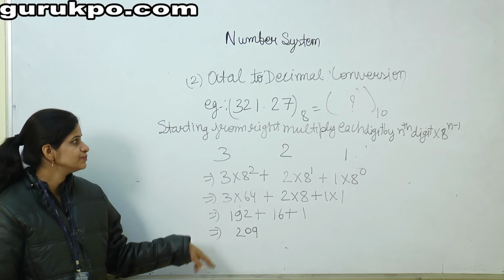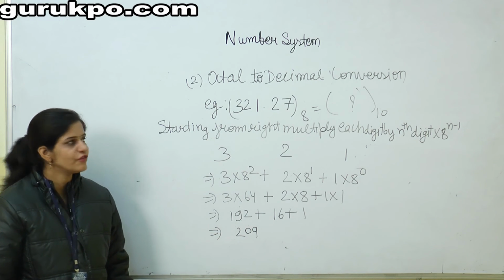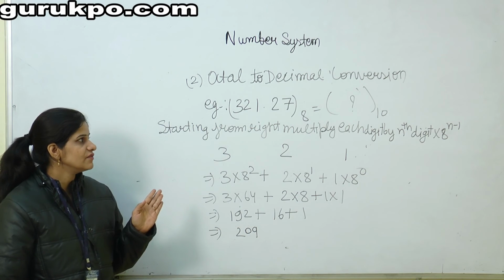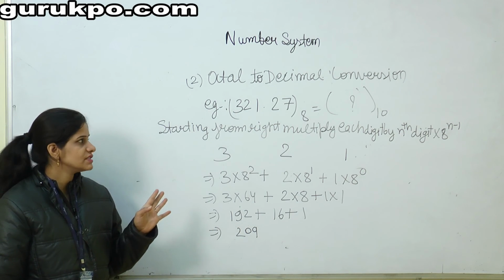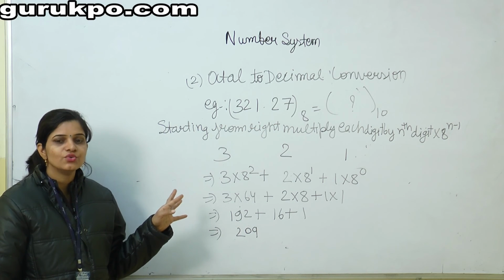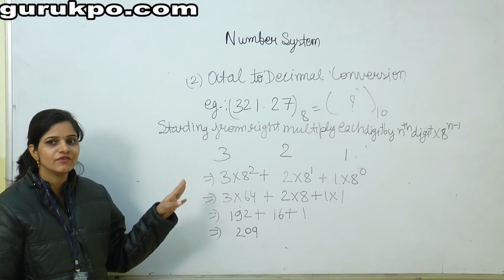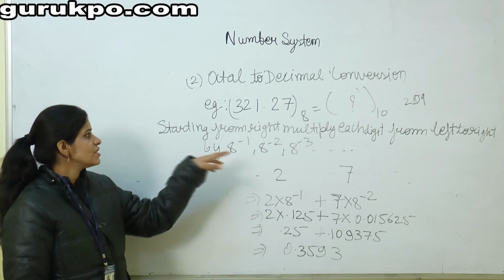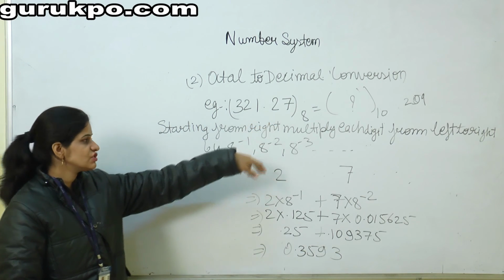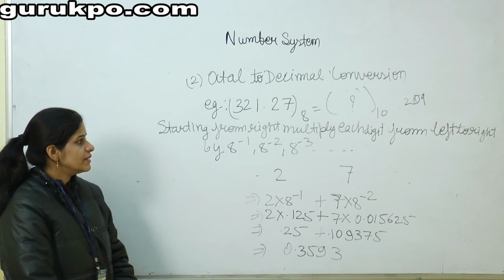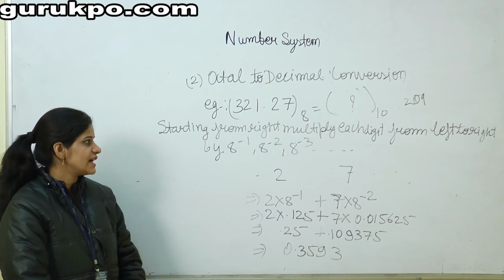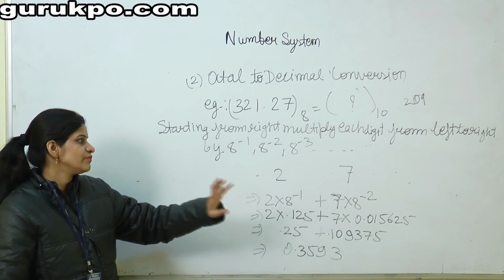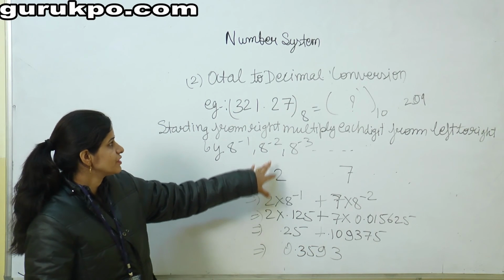209 is the decimal form. Next, solve the fractional part. The fractional part is 0.27, solved in the same way as the binary conversion, multiplying by 8 to the power minus 1, 8 to the power minus 2, and so on. Starting from the left, multiply each digit from left to right by 8 to the power minus 1, 8 to the power minus 2, 8 to the power minus 3, and so on.